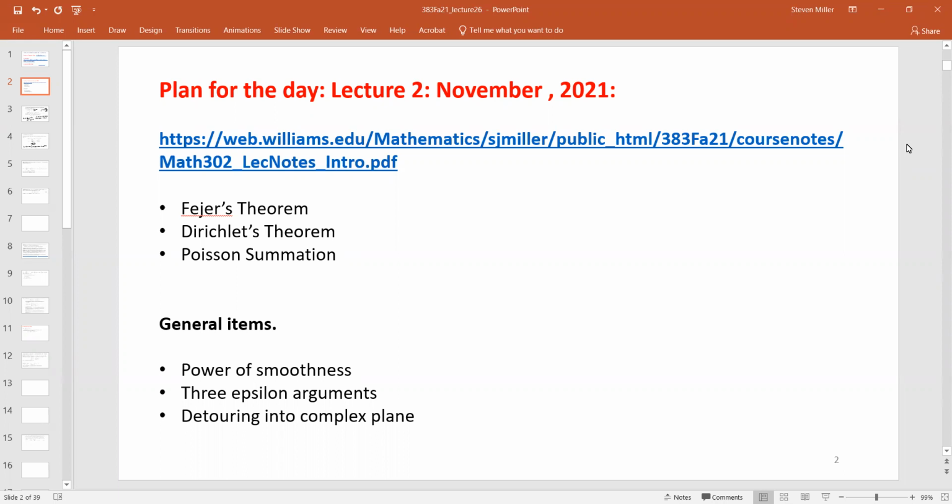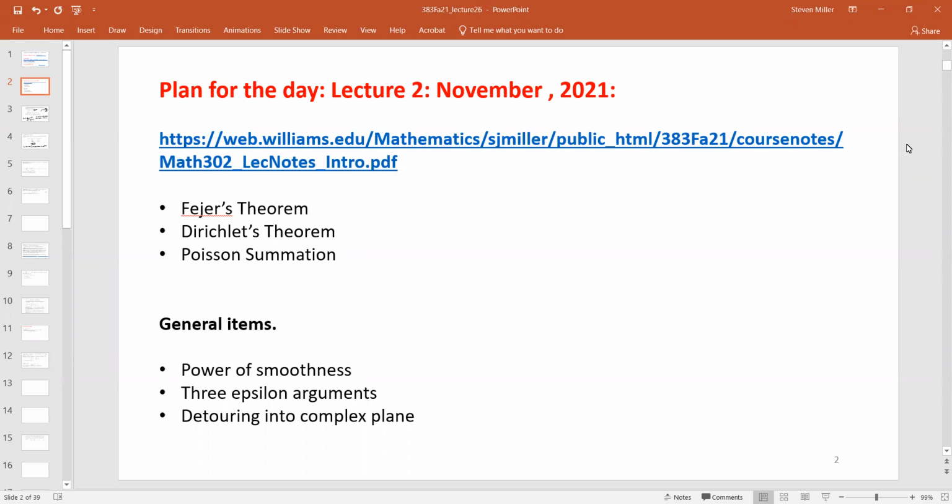So again, the general theme, as always, is the power of smoothness. The more nice properties I assume about your function, not surprisingly, the more you are able to prove. In particular, the more differentiable your function is, the better convergence you're going to get. We saw that if you integrate by parts, if you are k times differentiable, the nth Fourier coefficient is decaying like 1 over n to the k. So the more differentiable you are, the better you are going to be in terms of having sums converge.